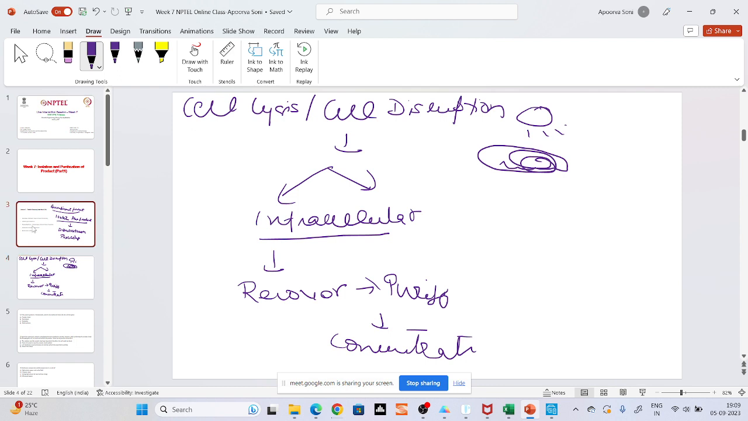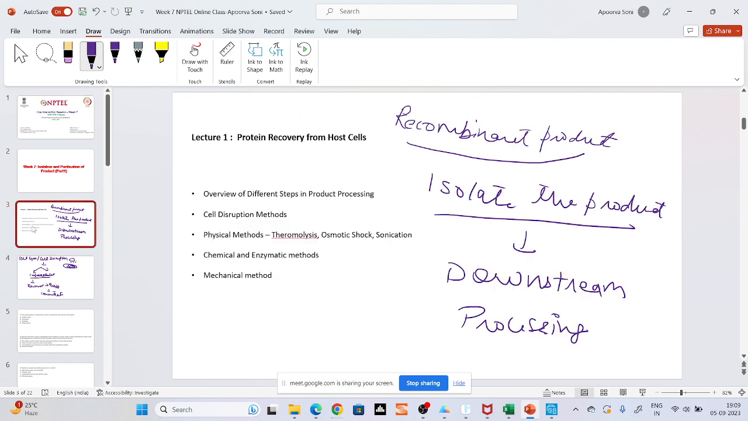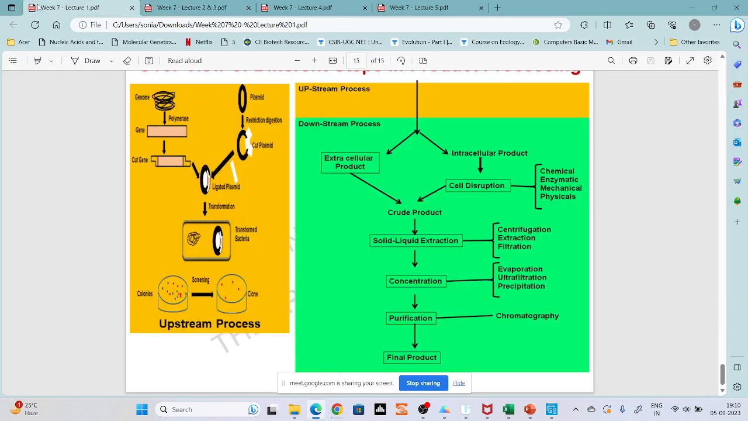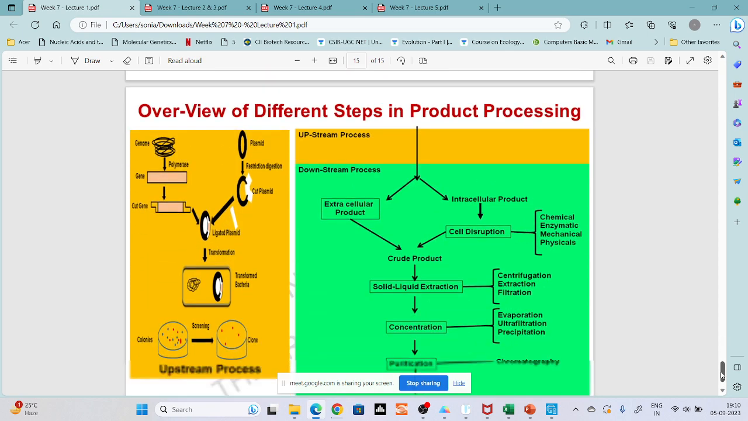So, in accordance to that, what we have studied in our first lecture is protein recovery from host cell. That means what are the different steps that are needed in protein processing. If we look at the different steps, your product can be either an extracellular product or an intracellular product. If your product is extracellular, then there is no need of cell disruption methods. But if your product is intracellular, then you have to do the cell disruption method.